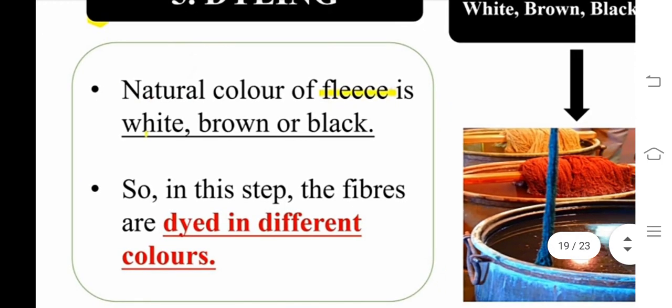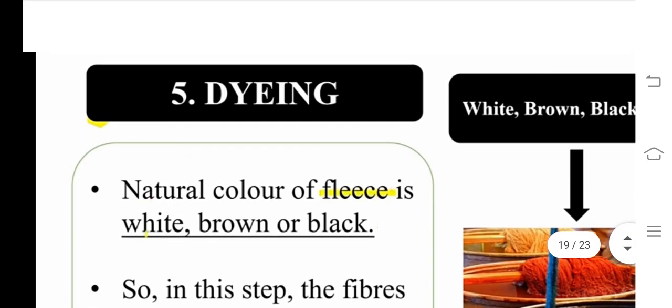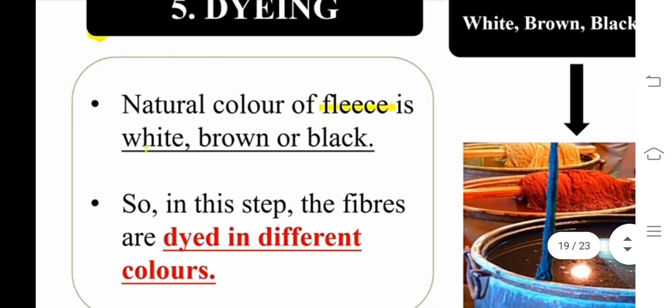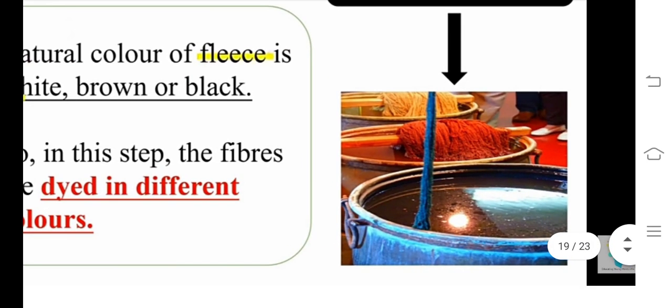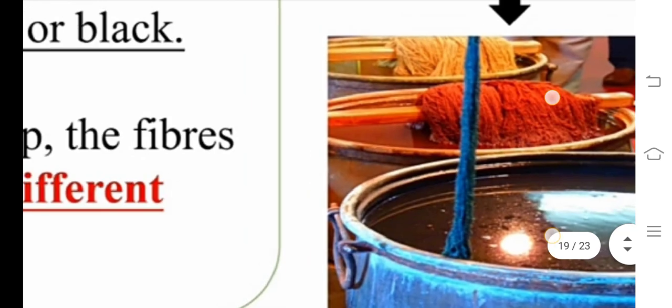Usually, children, the natural wool we get is white in nature. But we wear different colors, right? Sweaters, shawls and all in very attractive colors. If you go to the market, there are very different colors. How do they get colors? What do they do? The next step is dyeing the wool. The natural color of fleece is white, brown or black, but in this step the fibers are dyed in different colors. Observe carefully, children. Can you see how they are dyeing? Okay, very good, children.